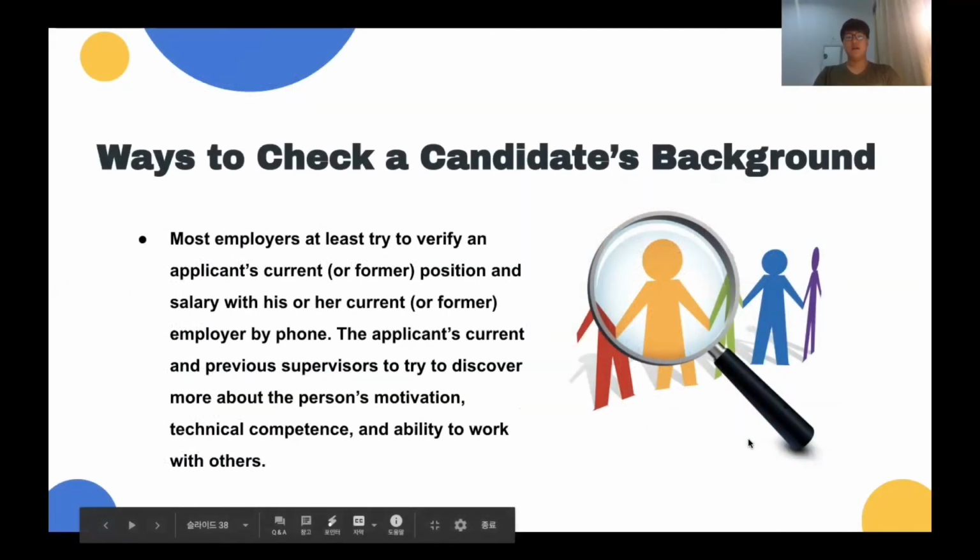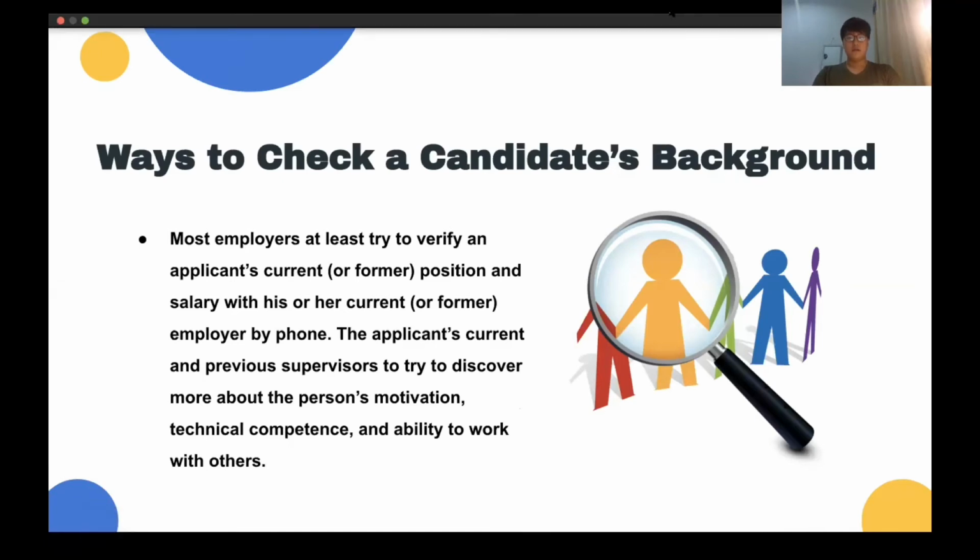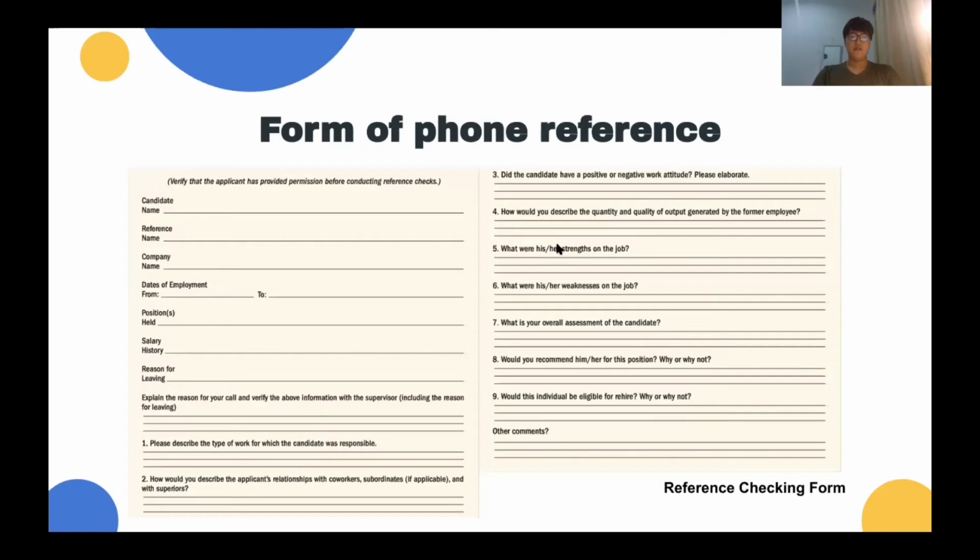To start, there is ways to check a candidate's background. Most employers at least try to verify an applicant's current position and salary with his or her current employer by phone, the applicant's current and previous supervisors, to try to discover more about the person's motivation, technical competence, and ability to work with others. As you can see, there is a form of phone reference or reference checking form, which includes candidate's name, reference, company, date of employment, salary, and weakness, strengths in the work field.